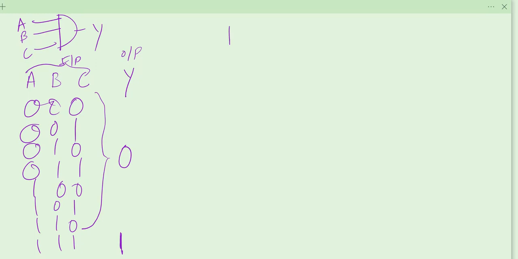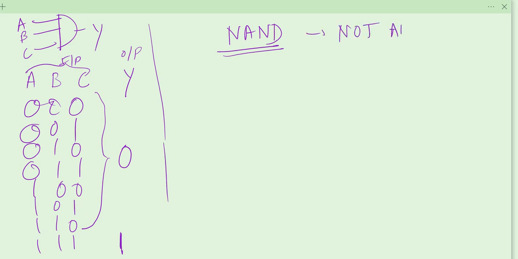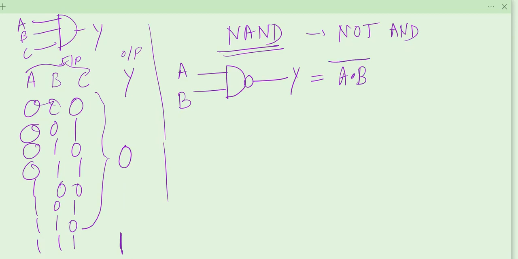Exactly opposite to AND is the NAND gate. Let us consider the NAND gate now. NAND is NOT AND. So its symbol is first AND and then inversion. So this is NAND, with inputs A, B and output Y. How it is written through Boolean algebra is, first the AND operation is done and then the inversion is done. So the AND operation is A dot B and then the inversion, so a bar over it. So this is the Boolean equation for the NAND gate.